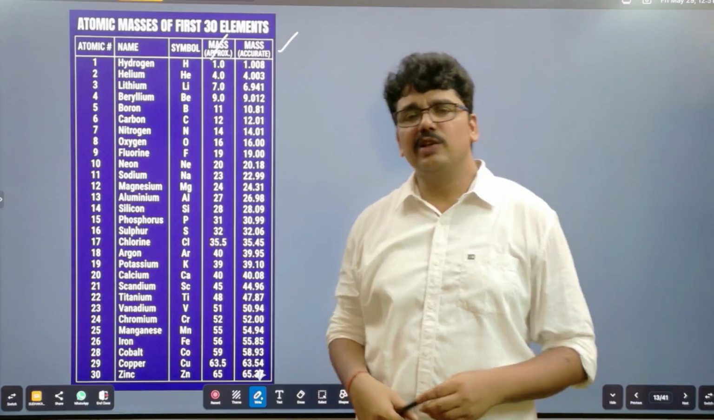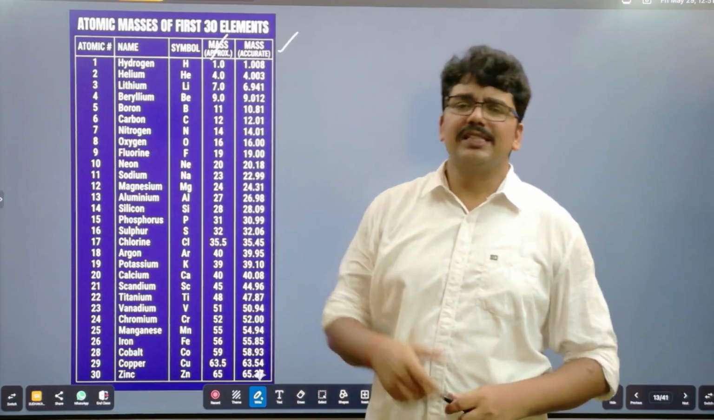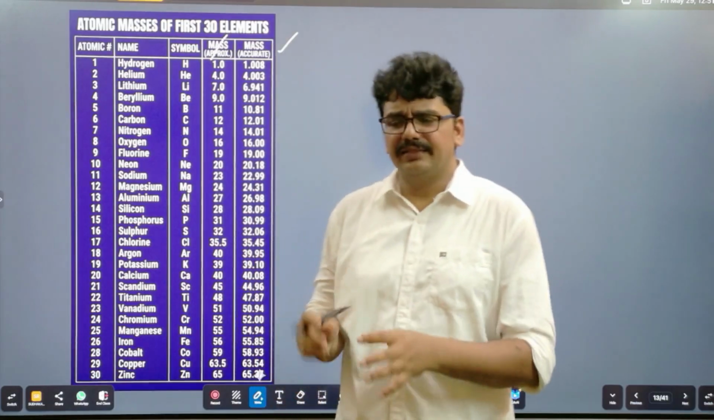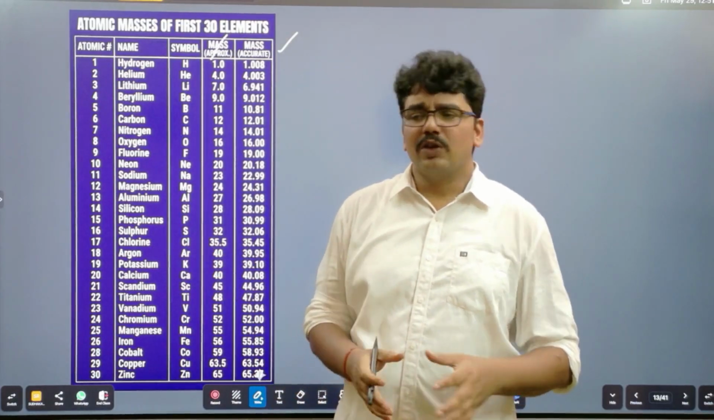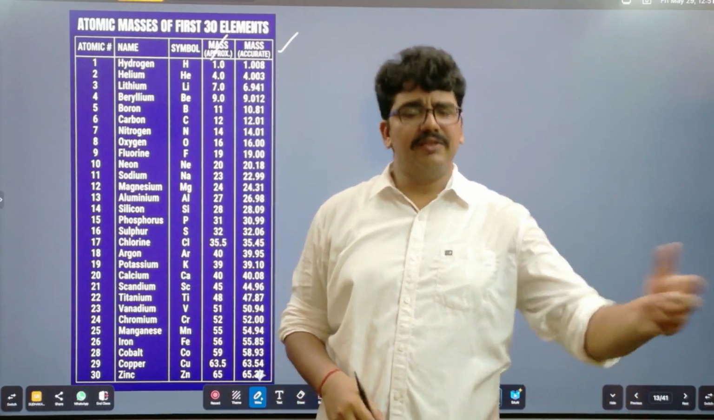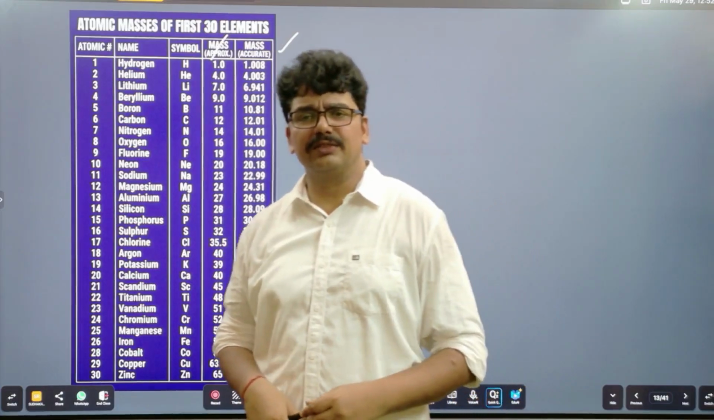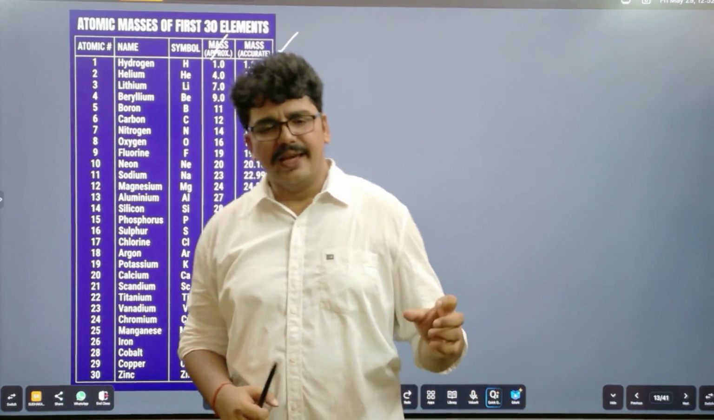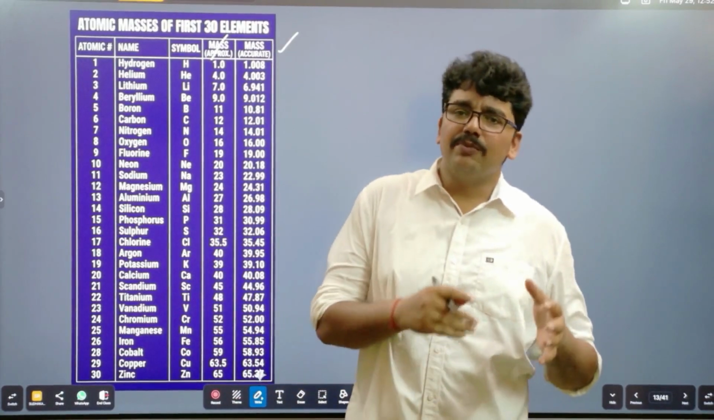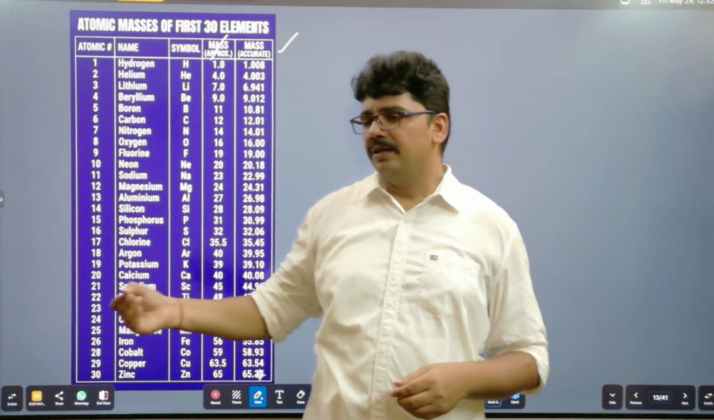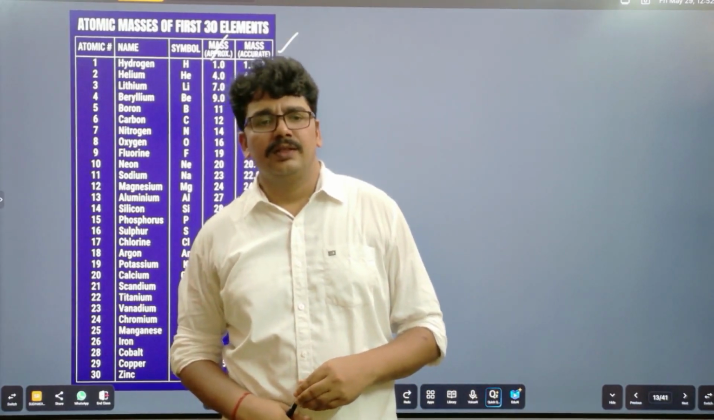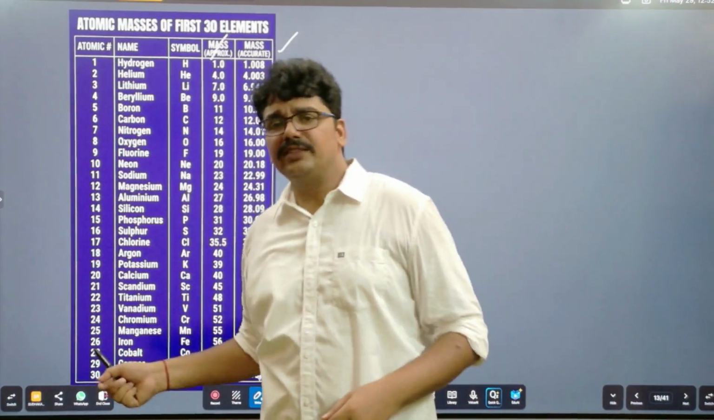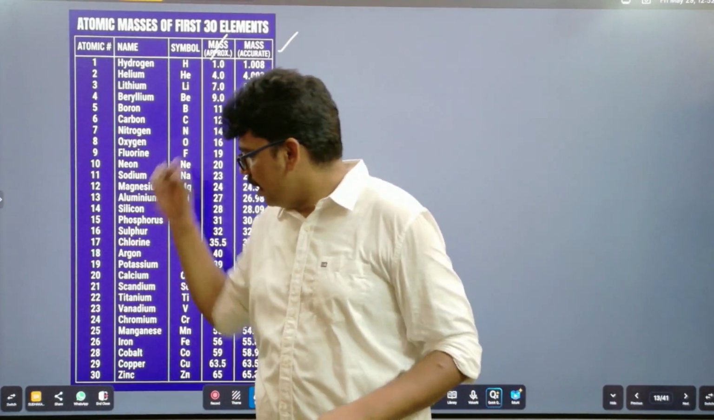Higher elements' atomic masses will be given in the questions themselves. Suppose one problem is related to silver; they will give silver as 108. Some questions are related to iodine; they will give iodine 127. So check PYQs, previous year questions, for NEET or JEE. Beyond 30, if a question is based on a higher element, its atomic mass will be given, like bromine 80. But the first 30 elements' atomic masses they don't give. This one you have to study.